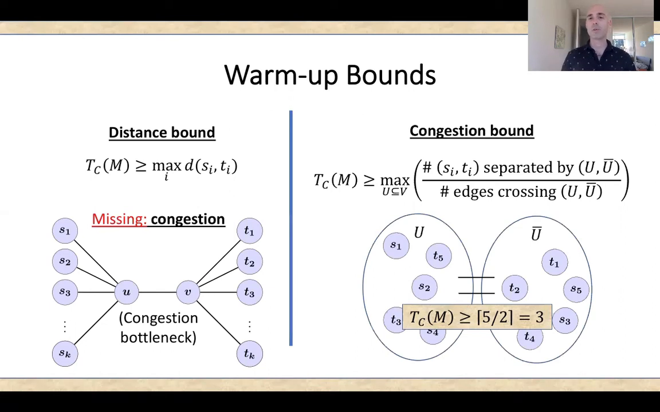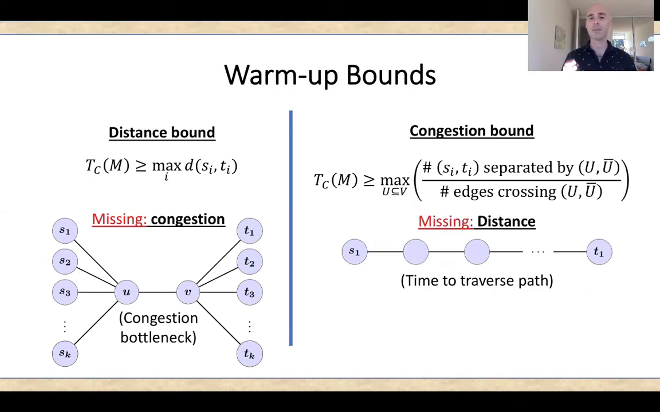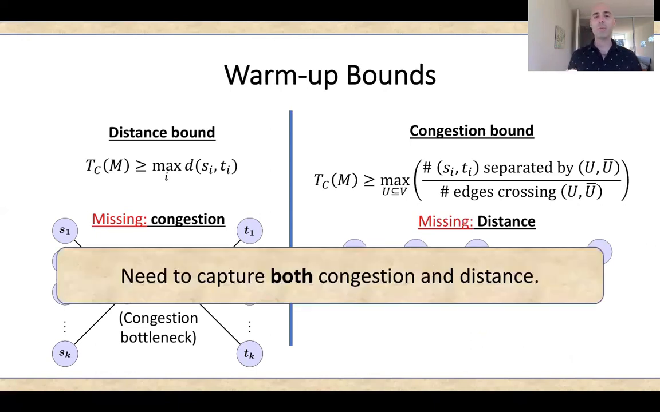Unfortunately, of course, the congestion bound is not great either, as it's missing the exact opposite side of the coin, which is the distance aspect. If we think about a path graph with S1 and T1 on either extremity, the congestion bound will only show us a bound of 1, whereas by the distance bound, this will take at least n steps to solve, or n minus 1. So what we really want here is a bound which captures both congestion and distance.